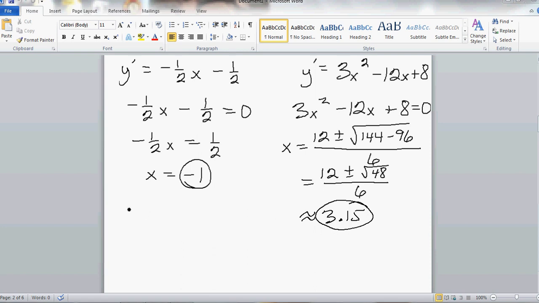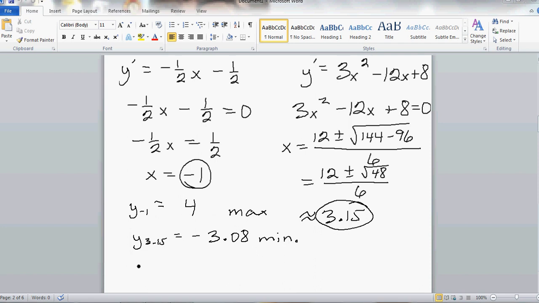Okay? And what we'll need to do a little bit of trickery there. But let's now plug in negative 1 back into y, and we will get a value of 4. Plug in 3.15 in for y, and we get a value approximately equal to negative 3.08. And so it would be very easy to see that this would be a maximum and this would be a minimum. Now let's look at what happens right at 1.